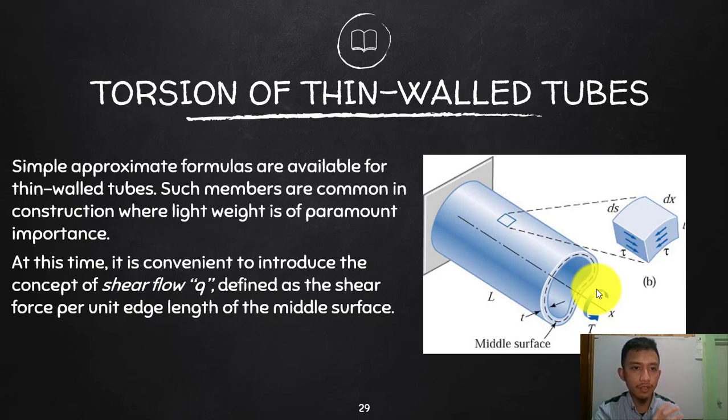Because especially if we are talking about thin wall, that is not just a circular shape. Okay, that is not the circular shape. It could be a square tube, okay, it could be a rectangular tube, and so on and so forth.